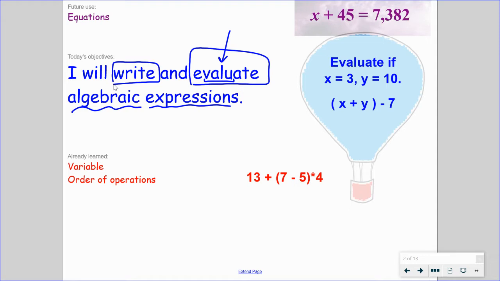Now, take everything that you've learned before. You know what a variable is, I hope. You know what order of operations are. So we're going to take our previous ideas that we've learned, and instead of numeric expressions, we're going to do algebraic expressions. Eventually, we'll move into solving algebraic equations, but not there yet.